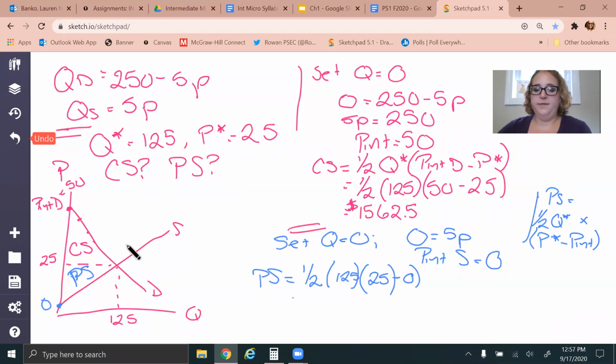And this looks maybe kind of familiar. When we multiply this out, we're going to get $1,562.50.